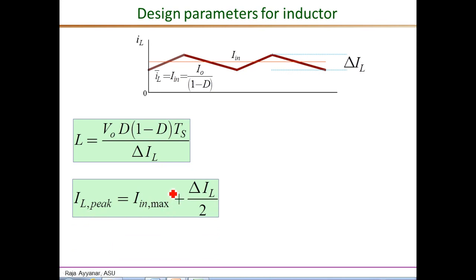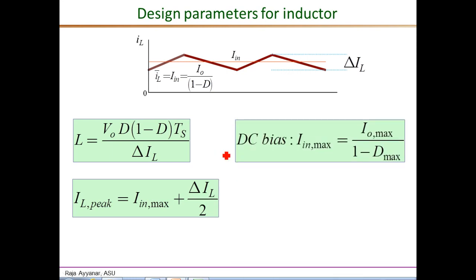Now the other parameters required for selecting L include the peak inductor current value, and that is equal to the maximum input current average value plus 1/2 of the peak to peak ripple that we chose. Next, we also need the DC bias in the inductor current, and that again is equal to the maximum value of the average input current, and we may also express that in terms of the load current. So in that case it is IO max over 1 minus D, and here we should use the D max value to get the maximum DC bias in the inductor current.